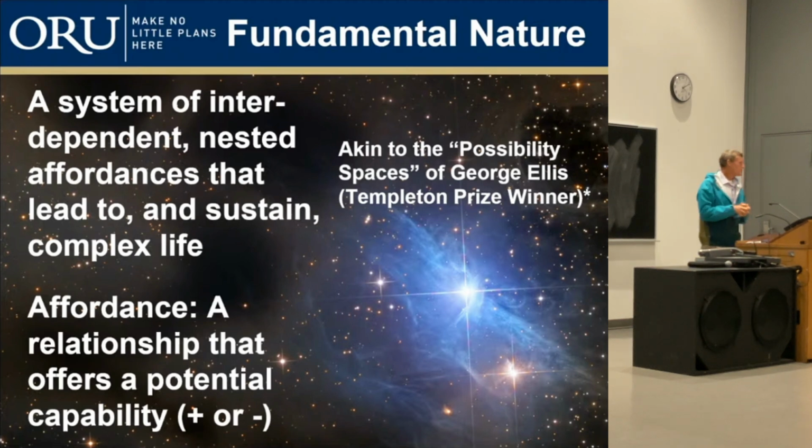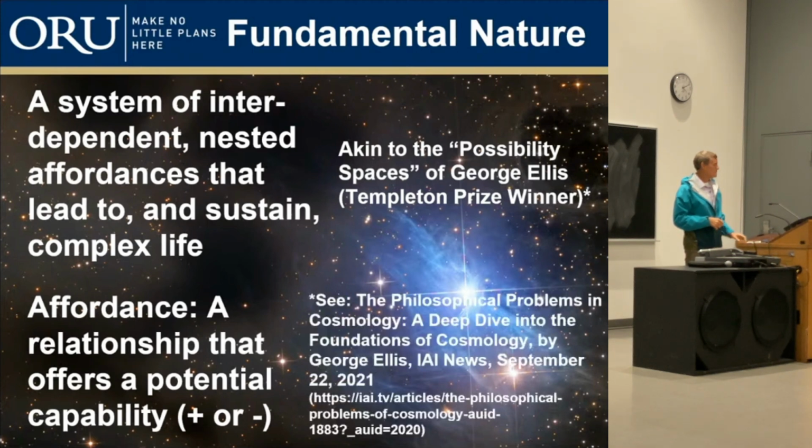These nested affordances lead to and sustain complex life in the universe. And again, an affordance is simply a relationship that offers a potential capability or a choice that an agent can make within the system. And they can be either positive or negative. But see, possibility spaces are just the result of these nested layers of affordances throughout the history and space of the universe. If you're interested in what George Ellis has to say about these possibility spaces, look at the Philosophical Problems in Cosmology, a deep dive into the foundations of cosmology back in 21.